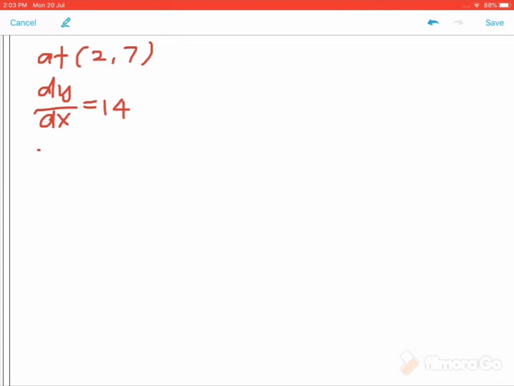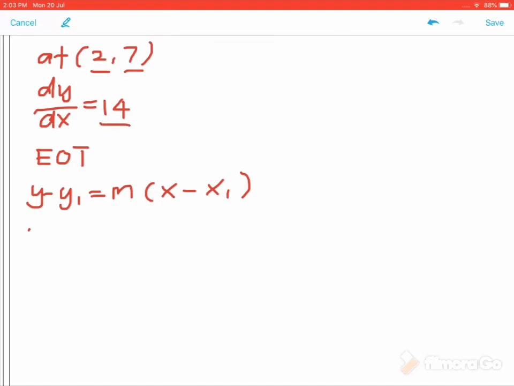So we try to find the equation of the tangent. To find the equation of the tangent, we use the formula y minus y1 is equal to m(x minus x1). We substitute the point (2, 7) as our (x1, y1), and our m for the tangent is equal to 14. So we substitute into the formula.